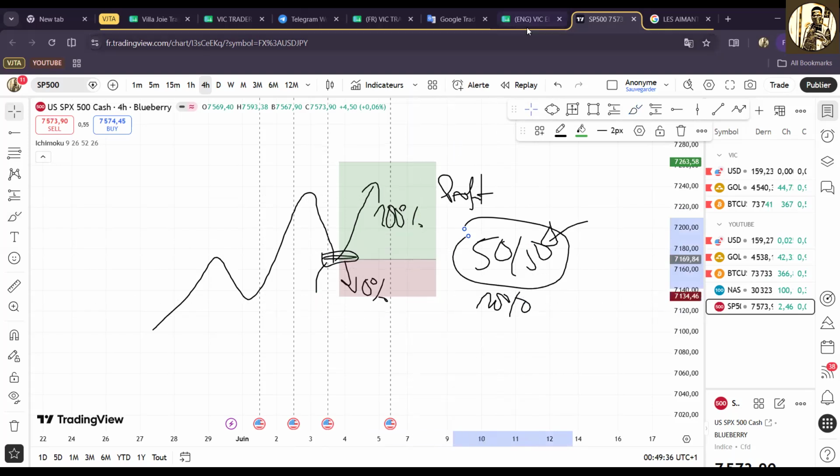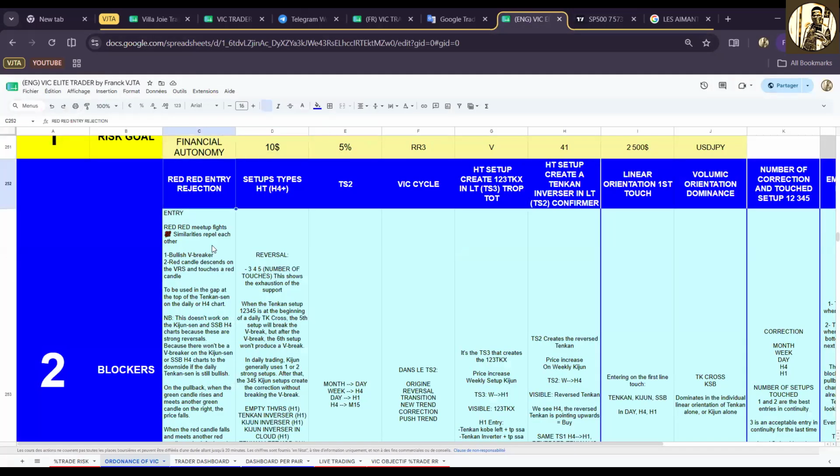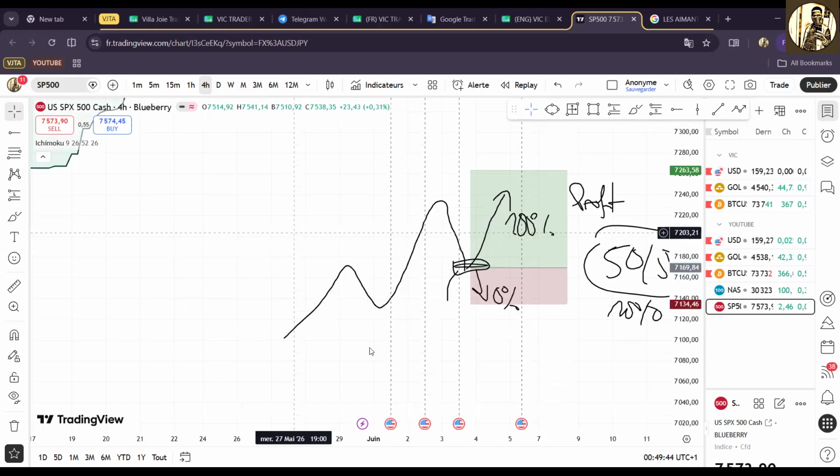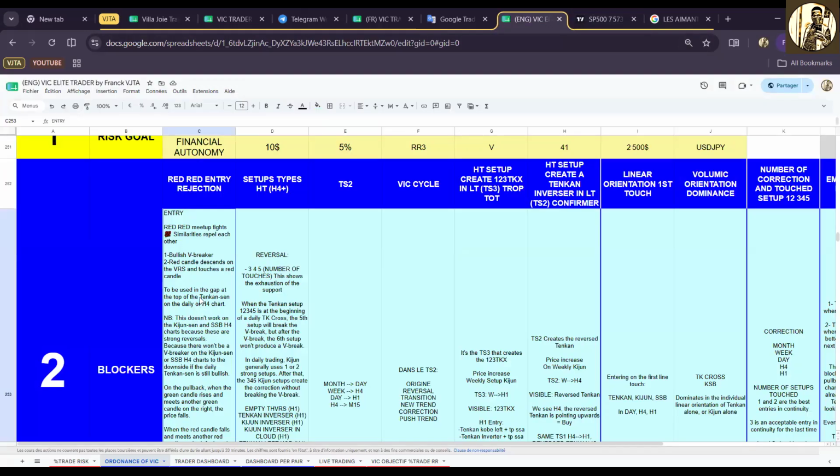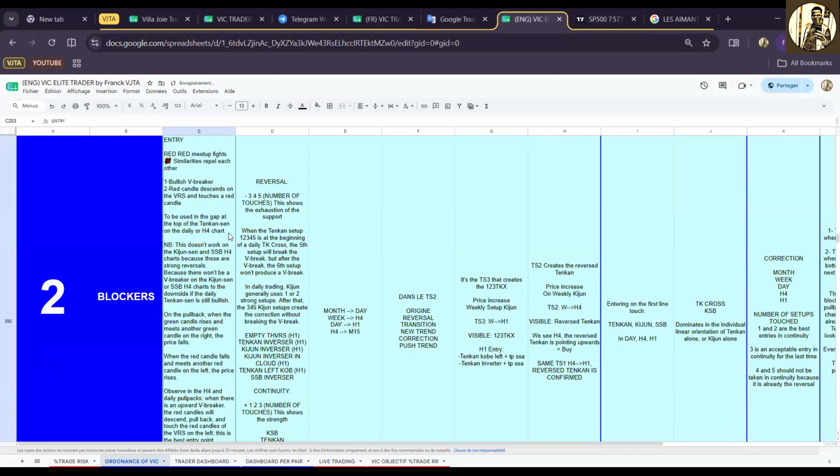So let us look at the first blocker. The first blocker is called the red entry rejection. And I will not necessarily read all of this because I prefer to explain to you what I wrote here.